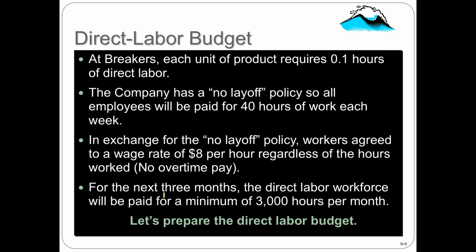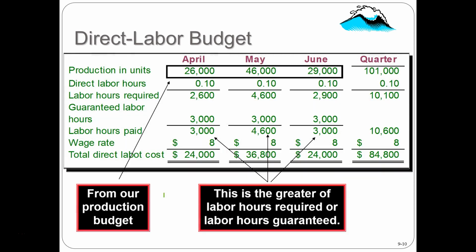In exchange for the no layoff policy, workers agree to a wage rate of $8 per hour regardless of the hours worked. For the next 3 months, the direct labor workforce will be paid for a minimum of 3,000 hours. So let's see how this plays out here. Same type of calculation. We're going to have the production, these are how many we're going to make, and we said that it takes 0.1 hours per unit to make it. Therefore, we're going to have 2,600 as our budget.